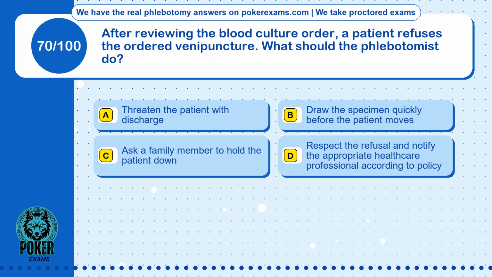Question 70. After reviewing the blood culture order, a patient refuses the ordered venipuncture. What should the phlebotomist do? Option A. Threaten the patient with discharge. Option B. Draw the specimen quickly before the patient moves. Option C. Ask a family member to hold the patient down. Option D. Respect the refusal and notify the appropriate healthcare professional according to policy.